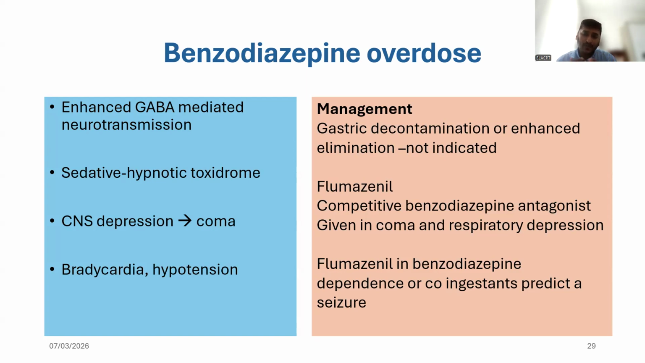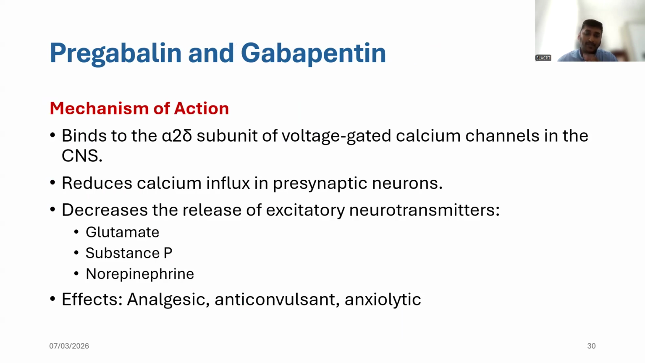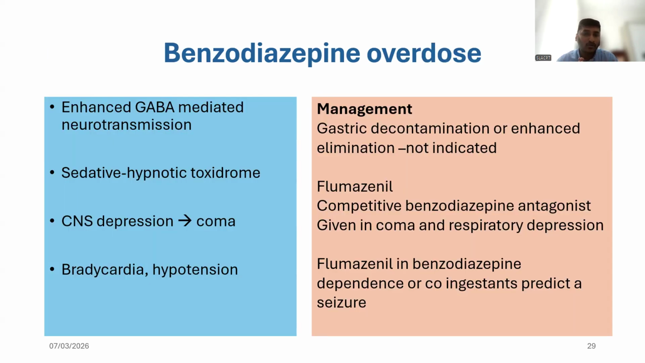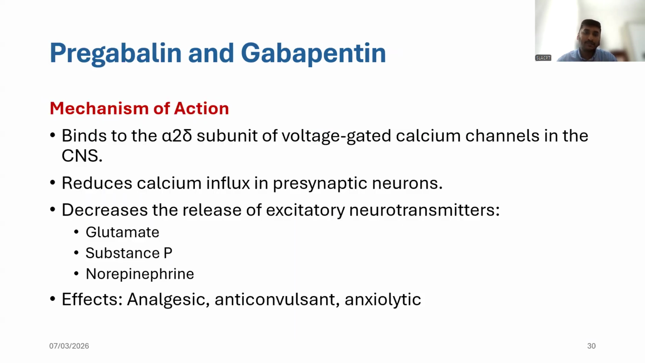At the time of presentation, it's very unlikely that gastric decontamination or enhanced elimination will be helpful. Flumazenil is the antidote, but the problem is if a patient has benzodiazepine dependence, that patient can develop a seizure when we give flumazenil. Flumazenil is indicated when there is impending requirement for intubation and with severe respiratory depression. Otherwise, as for any benzodiazepine overdose, flumazenil is not indicated.